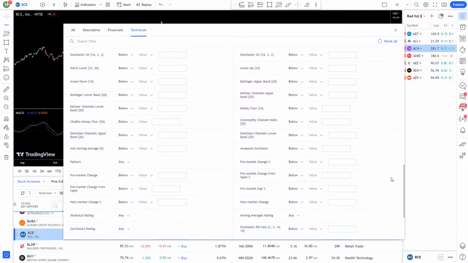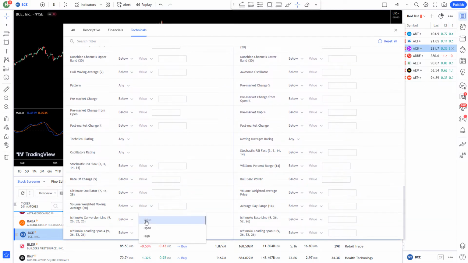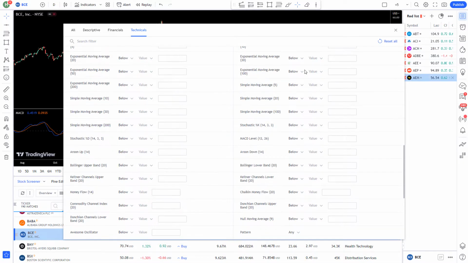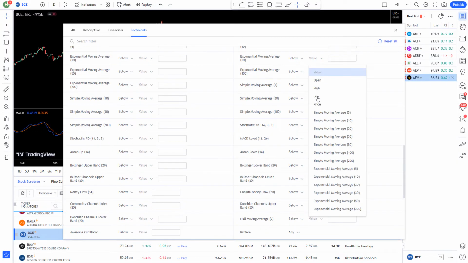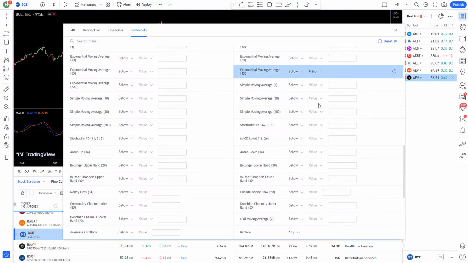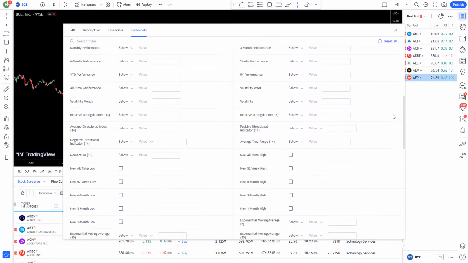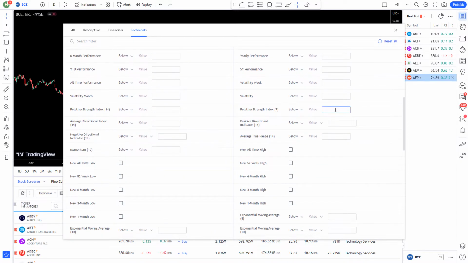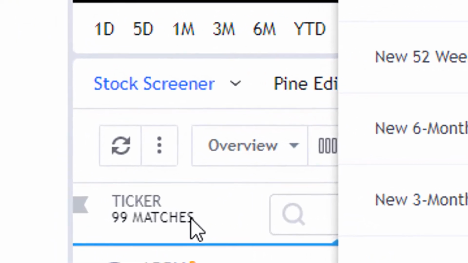Let's apply a couple more types of moving averages. Find the Ichimoku conversion line and have it set to below price. Before we used the 50 simple moving average, now let's also filter when the 100 EMA is below price. 169 matches. We can also use RSI to help us avoid stocks that are massively overbought. Set RSI to below 75. All right, we did it.